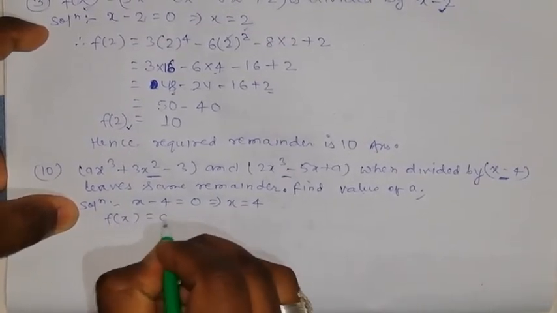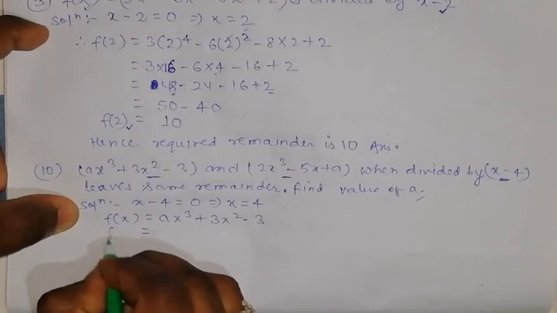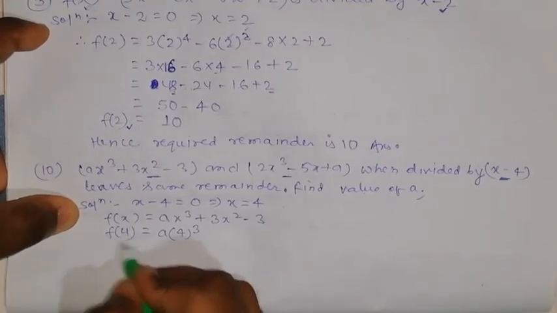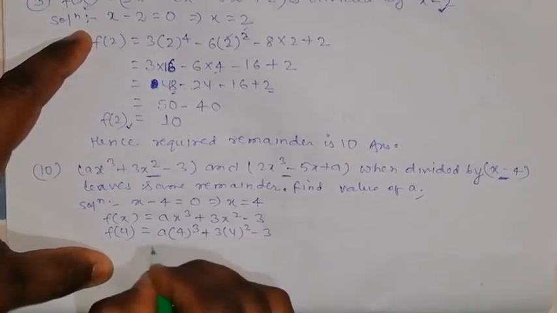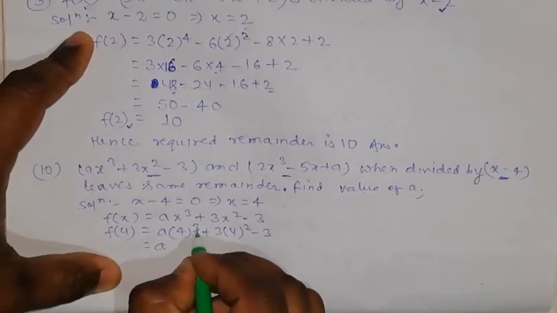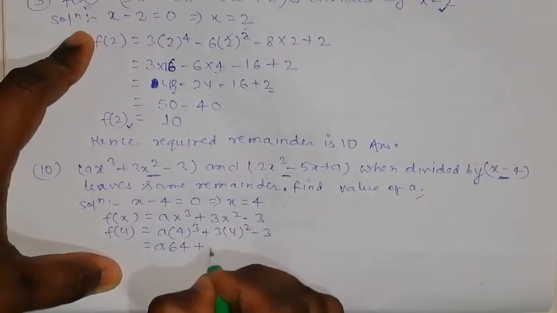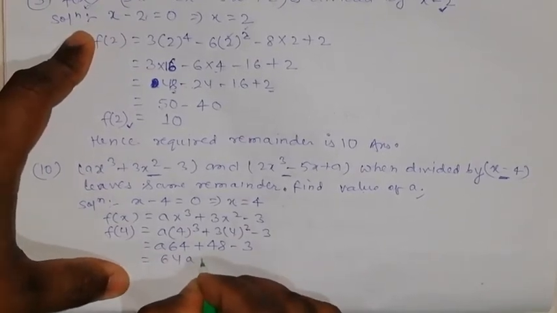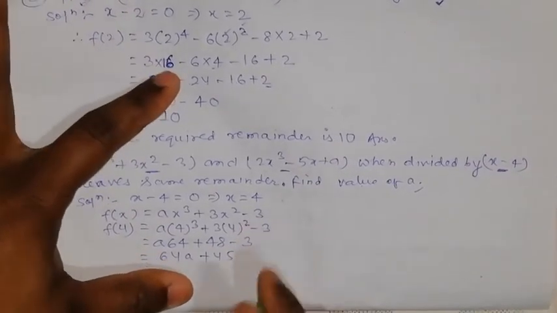And f(x) we have is ax cube plus 3x square minus 3, that is f(4) is equal to a into 4 cube. जहाँ जहाँ x है वहाँ पे 4 आपको पुट करना है, plus 3 into 4 square minus 3, that is a. 4 4s are 16, 16 4s are 64, plus 4 4s are 16 into 3 is 48 minus 3, that is 64a plus 45, 64a plus 45.